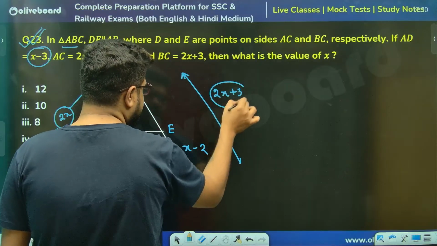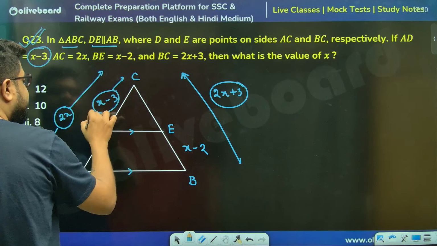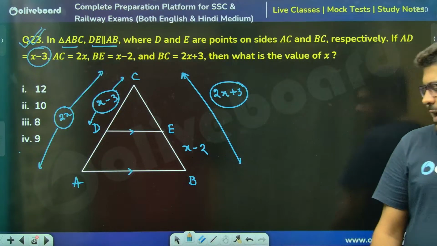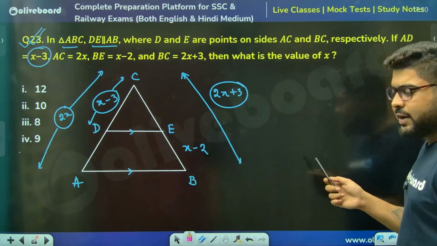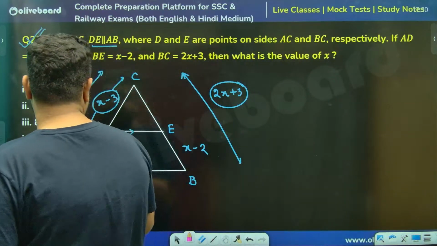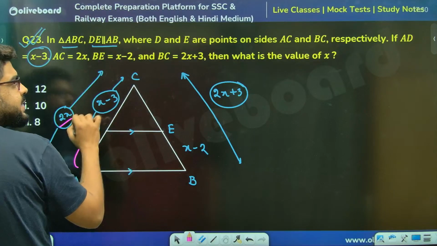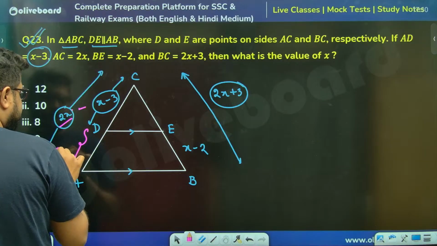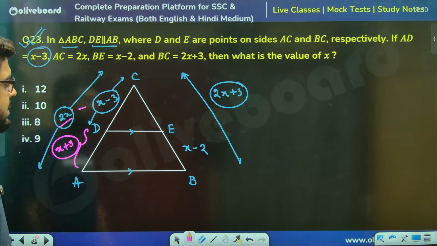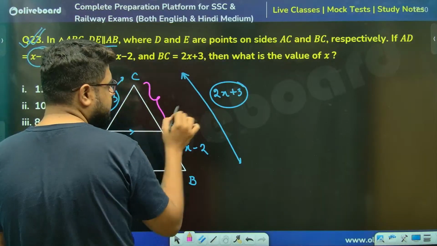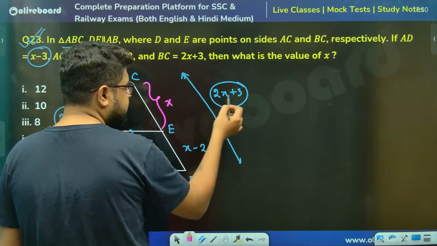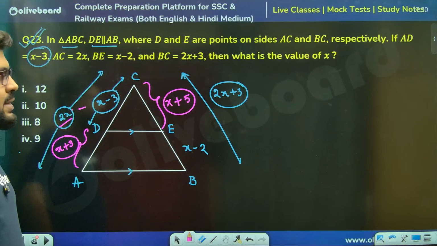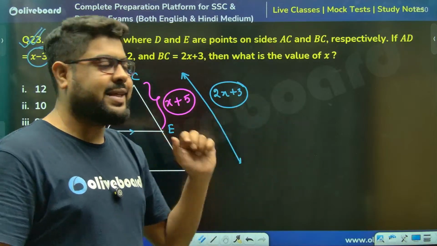For these questions exactly, I have given you the corollary of Thales, which will make your life a little easier. How? This is 2x, so this side will be 2x minus x plus 3, just this minus this. So this will be x plus 3. Now how much will this be? This minus this: 2x minus x is x, and 3 minus of minus 2 means plus 5. This is the corollary, also called the modified Thales.